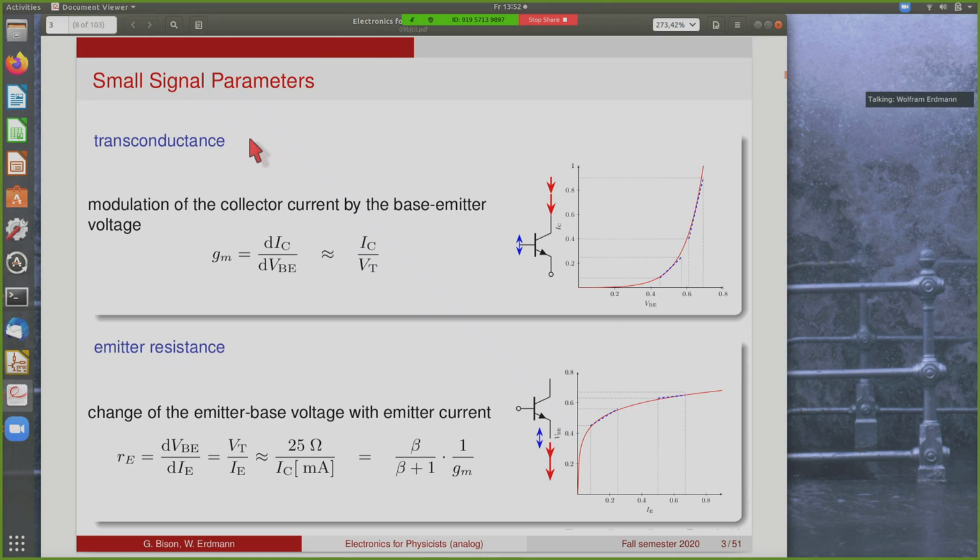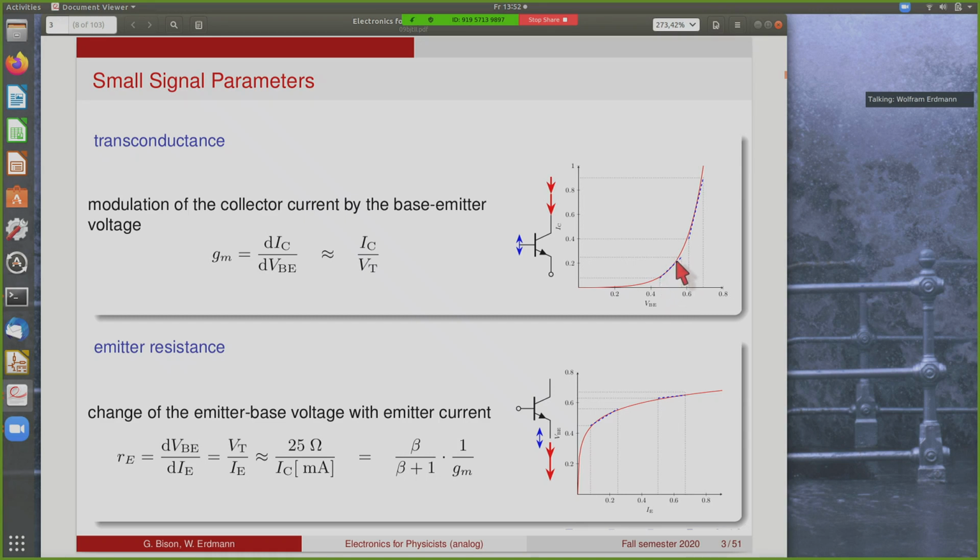The most important small signal parameters are the so-called transconductance, which is the modulation of the collector current by the base emitter voltage. If we change the base emitter voltage, then the transconductance tells us how much the collector current changes as a function of that. This is called gm. It's the derivative of the collector current with respect to the base emitter voltage, and with this exponential behavior, it turns out to be the ratio of the collector current divided by the thermal voltage. This is, of course, a function of the working point.